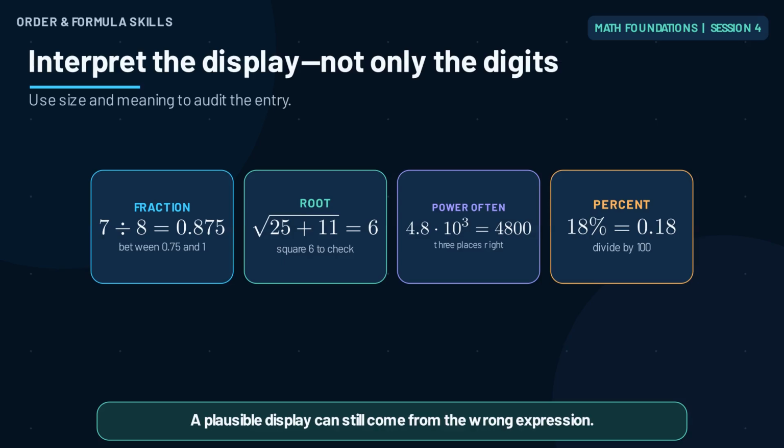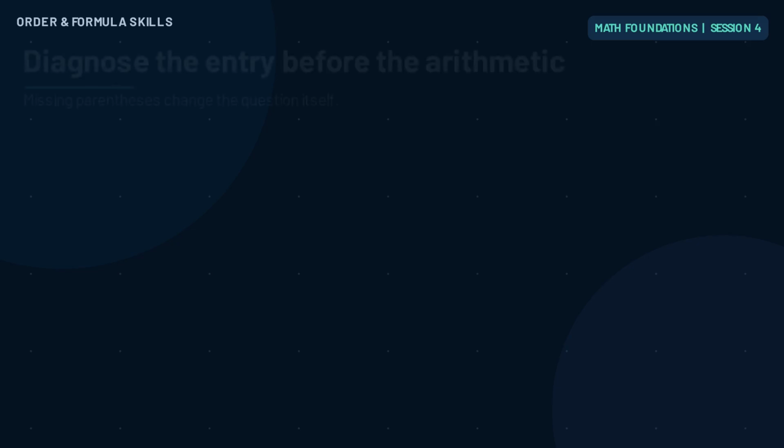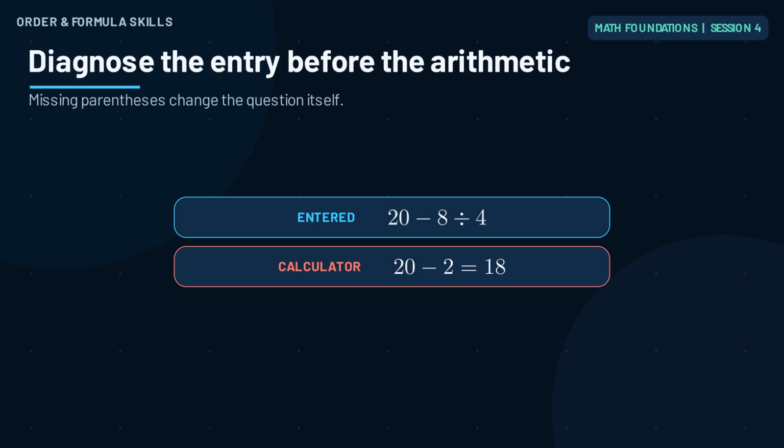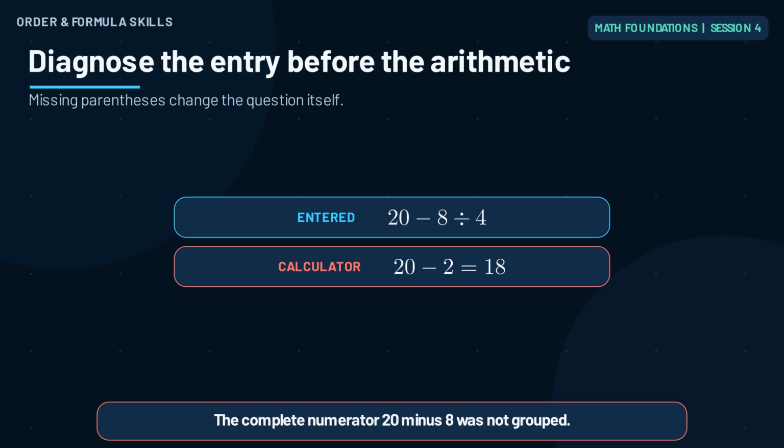Correct-looking display can still come from the wrong entry. A learner intends to divide the quantity 20 minus 8 by 4, but enters 20 minus 8 divided by 4. The calculator follows that entry and divides 8 by 4 first, giving 20 minus 2, or 18. The intended fraction needs parentheses around the numerator.